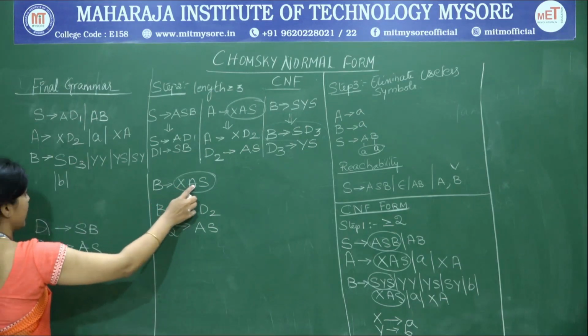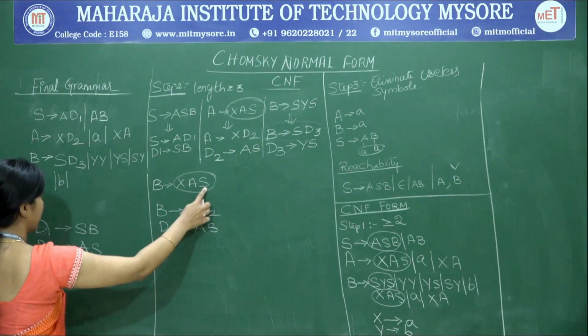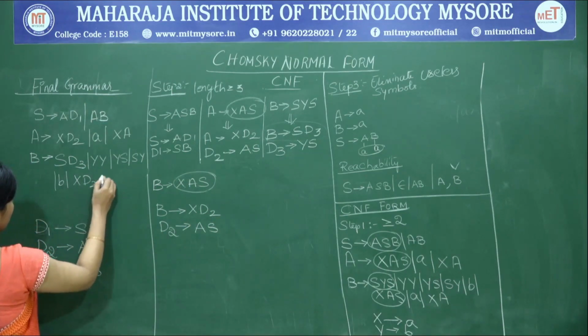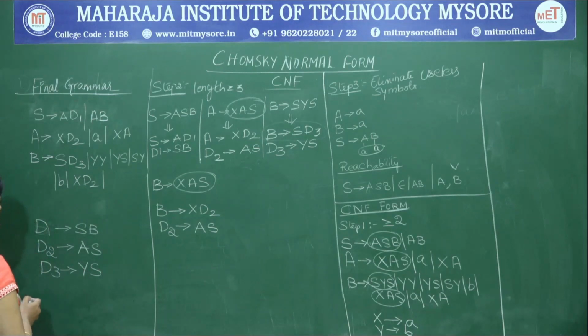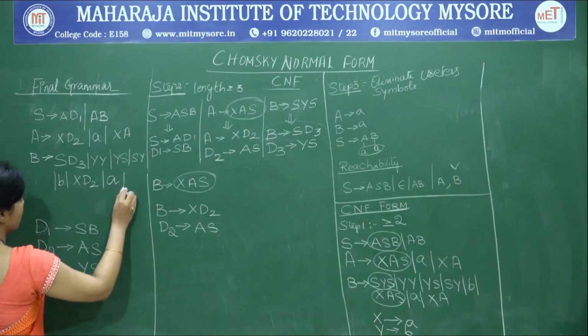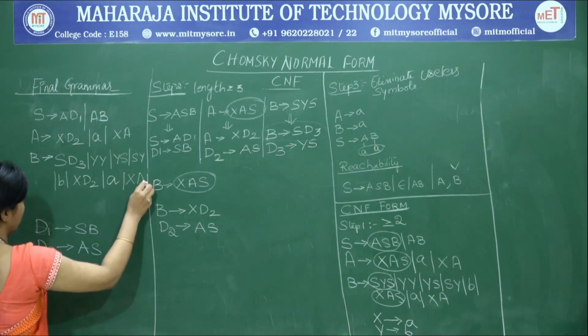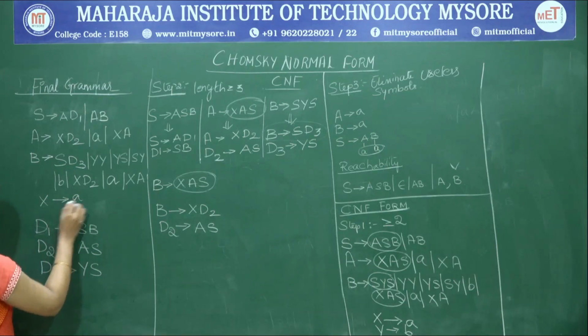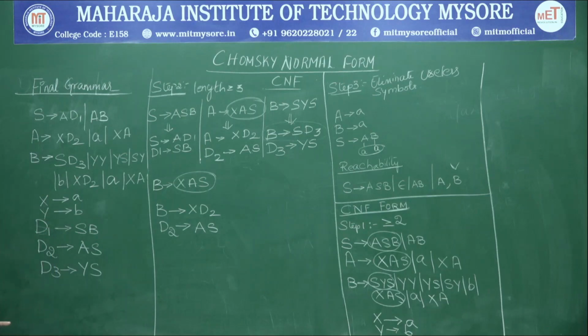Next we have XAS. Instead of XAS we have XD2, so we are going to write XD2 instead of this. And D2 goes to AS is already present, so there is no need to write it once again. Next, after this we have A, and then we have X capital A. Also we have X goes to small a and Y goes to small b that we had already introduced. So we are going to write them as they are.